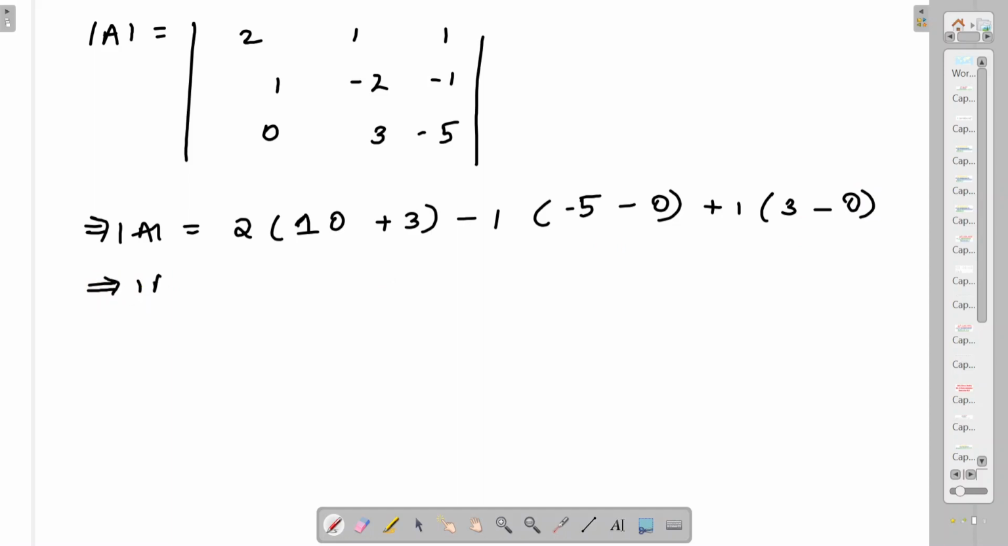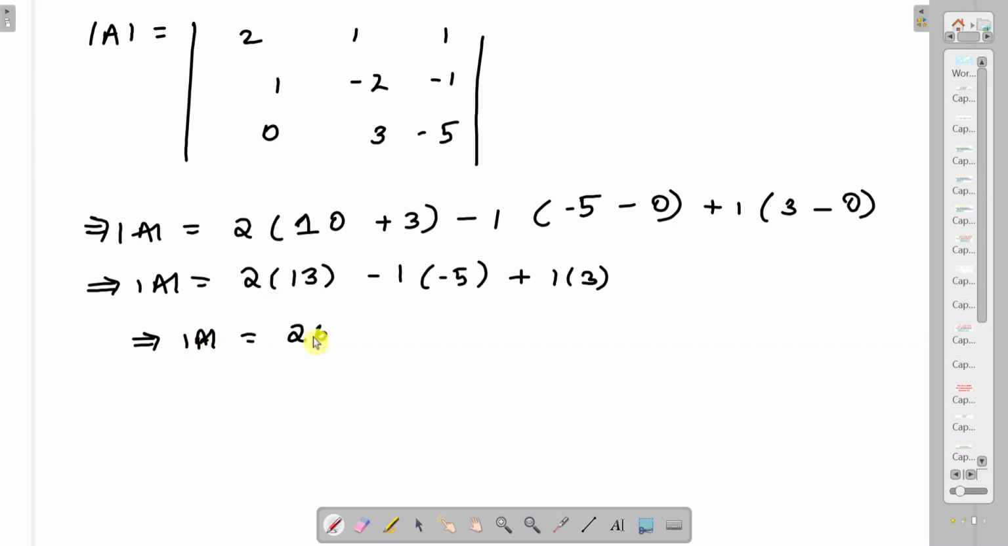So this will imply what? Determinant of A is 2 times 13 minus 1 times minus 5 plus 1 times 3. So determinant of A is what? 2 times 13 is 26 plus 5 plus 3. This is nothing but 26 plus 5 is 31. 31 plus 3 is 34. So you can see that this is not equal to 0.